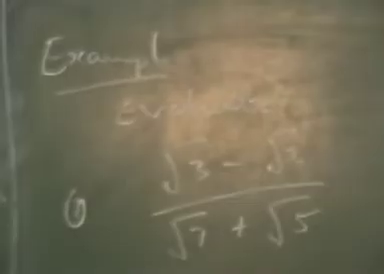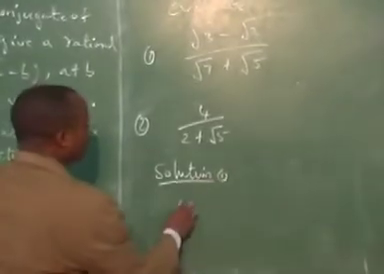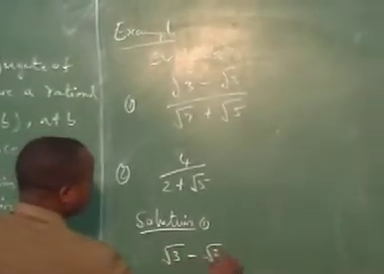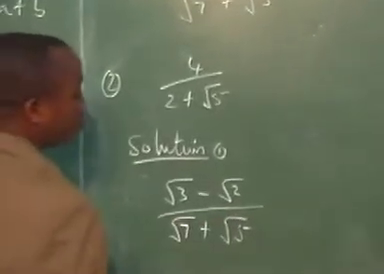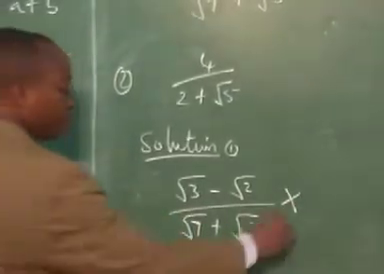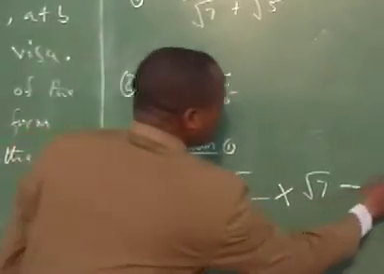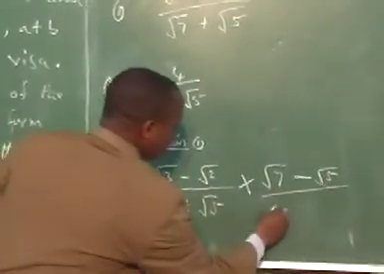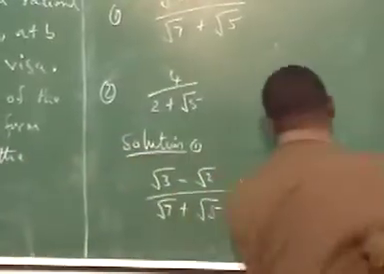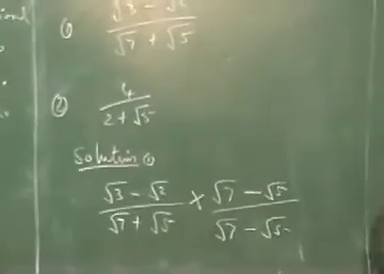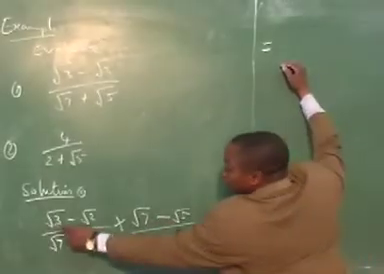So let's take the solution. For the first one, we have root 3 minus root 2 all over root 7 plus root 5. So what we'll do is to multiply it by the conjugate. So what is the conjugate now? It will be root 7 minus root 5 all over root 7 minus root 5. So we can now see that this is the same as this times this.